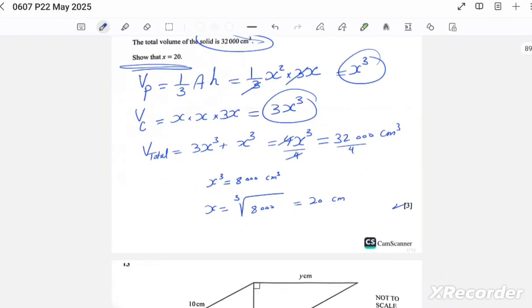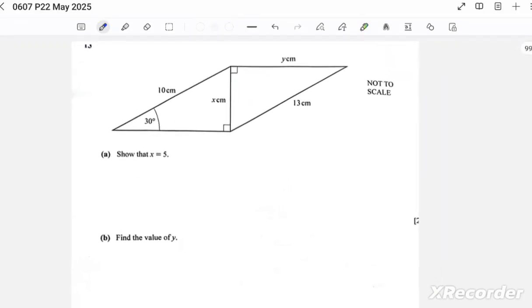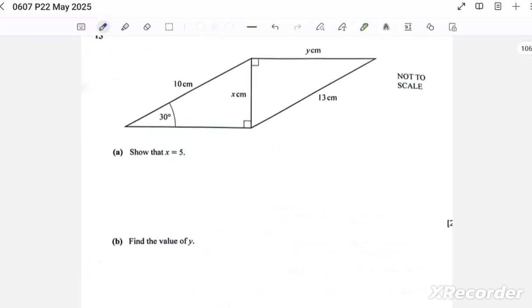Okay, next part. Okay, next question. Show that x equals 5. As I usually ask, when you have any question about trigonometry, ask yourself: is this a right angle triangle? If yes, you have only two options, Pythagoras or trigonometric ratios. If the question involves an angle, it means you will not use Pythagoras, you are going to use the trigonometric ratios.